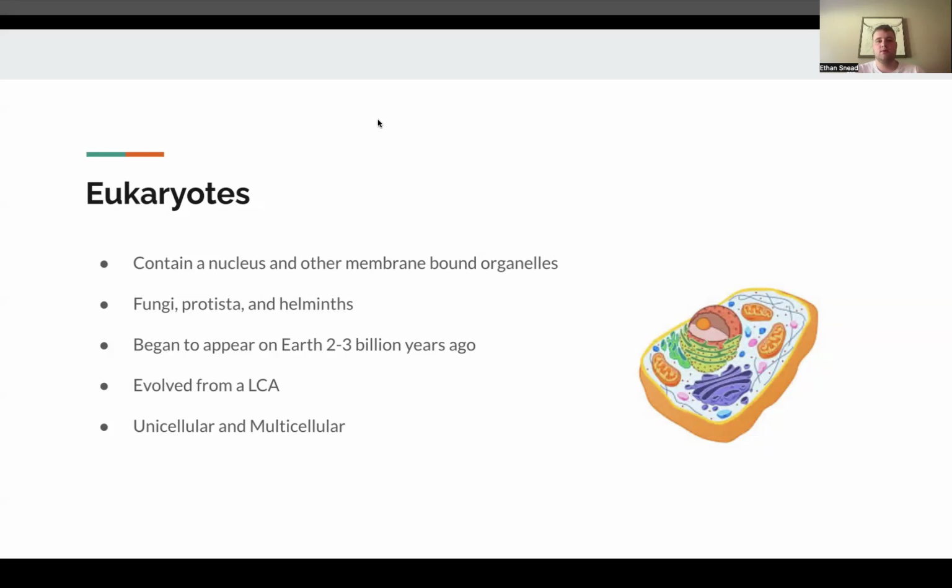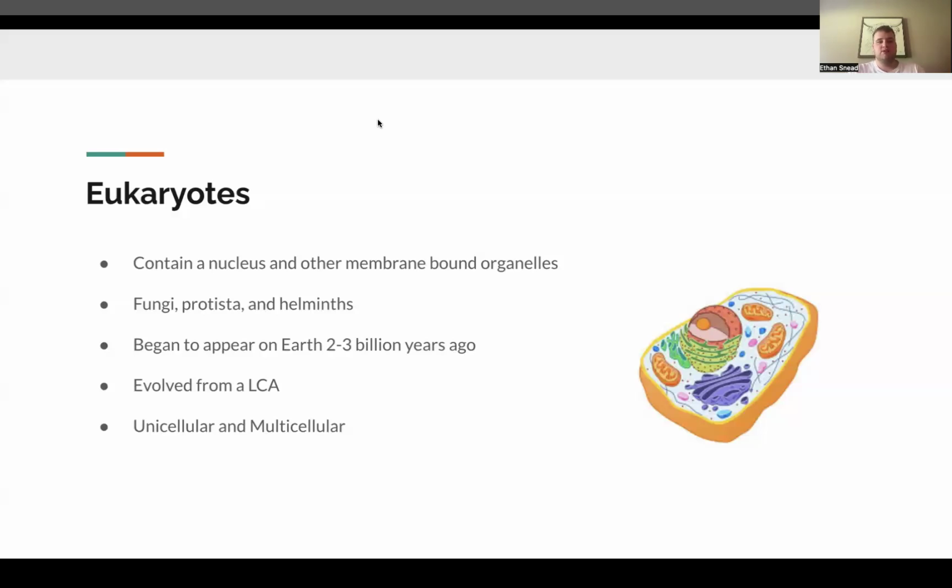Eukaryotes also have three different types. There are fungi, protista, which consist of algae and protozoas, and helminths. It is believed that eukaryotes began to appear on Earth about 2 to 3 billion years ago. And how did this happen, you may ask? Well, this is because they evolved from an LCA, or a last common ancestor. This happened because bacterial and archaea cells attached to an ancestor of the eukaryotes, and when they attached, they stayed and became permanently attached to become these cells' mitochondria.